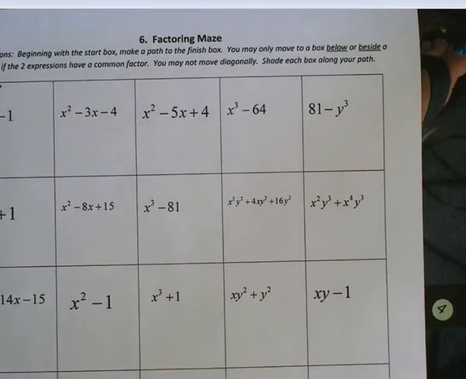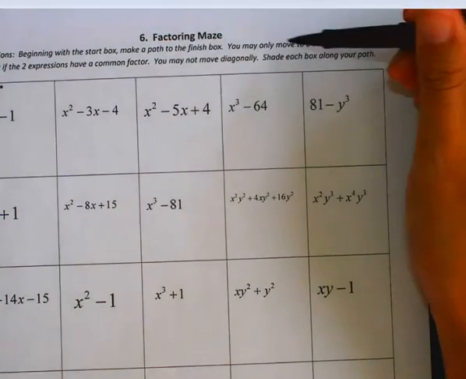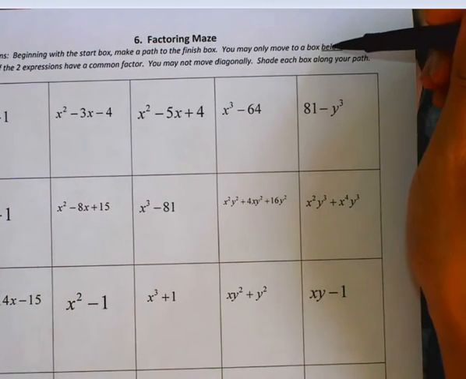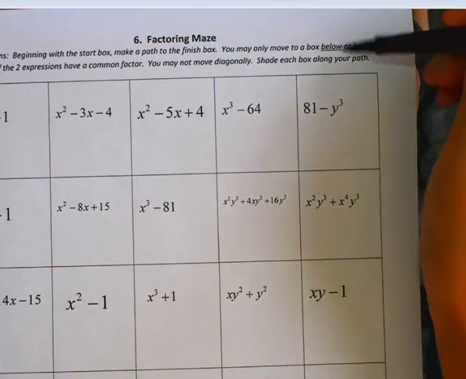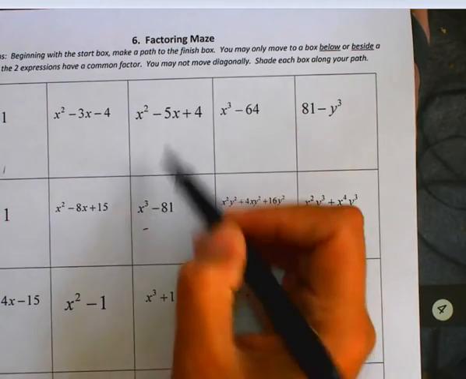I'm going to do the first 2 together with you so that you understand how to do this. So it says, beginning at the start box, make a path to the finish. You may only move a box below or beside. So below or beside, I can only move this way or this way from any box. Okay?